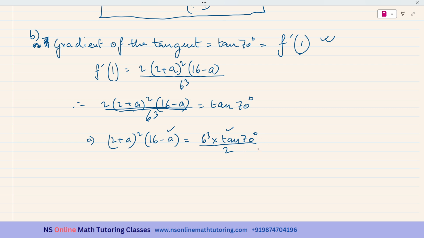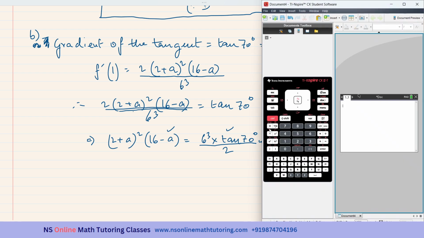But I have to set the window settings. I have to get what will be the maximum y value, minimum y value. So what I will be doing first of all is getting the value of this part, just for the window settings. 6 cube, it is 216. You don't have to know the value of 6 cube. You can directly feed this in the calculator. And 6 cube times tan 70 degrees.